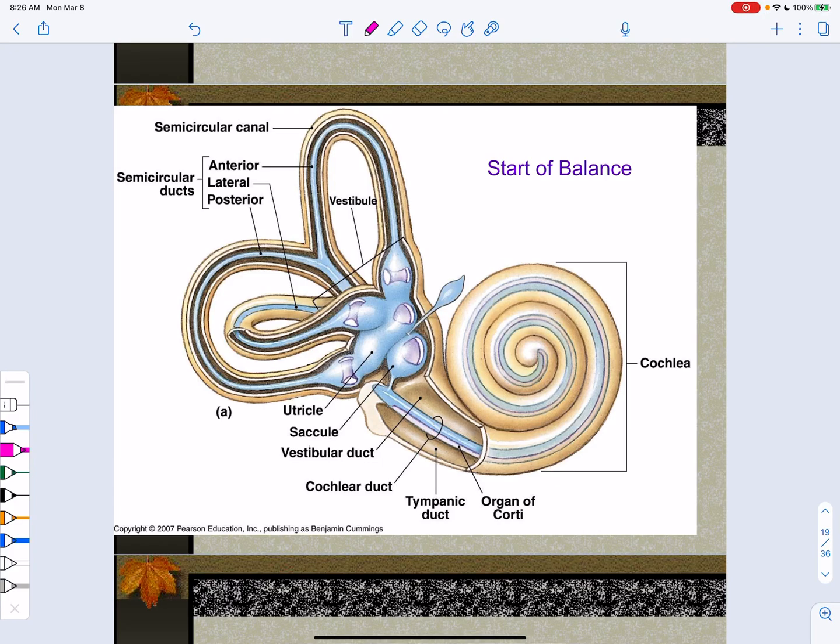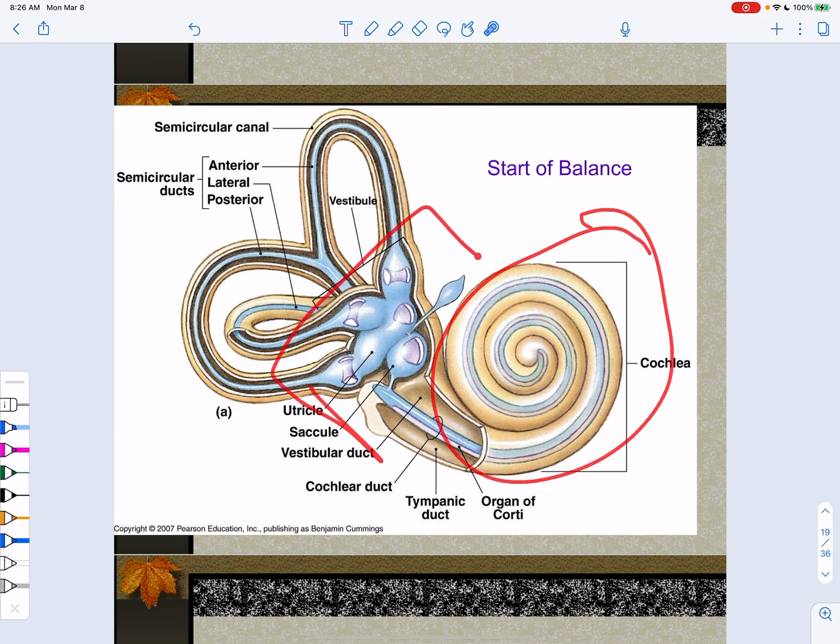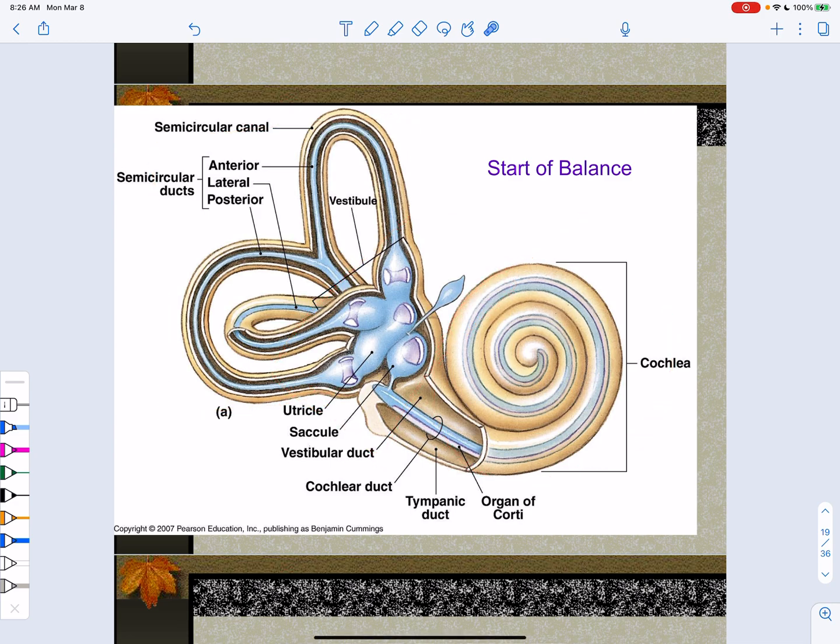Hello. This video is going to be about balance and where our sense of balance comes from. So please be aware that I'm talking about the inner ear here, okay? The inner ear consists of the cochlea, the vestibule, and the semicircular canals. Those are the three parts of the inner ear, okay?